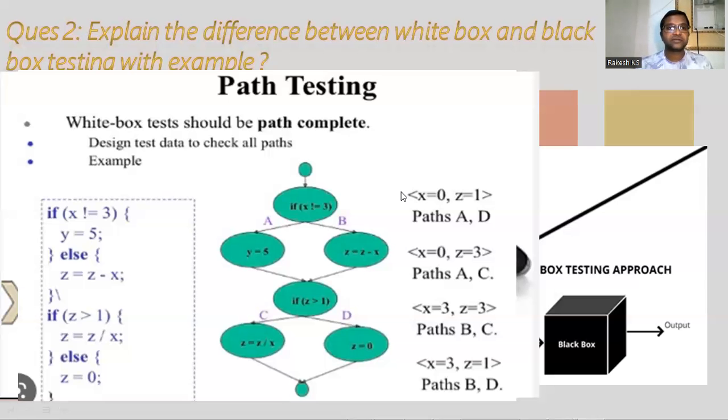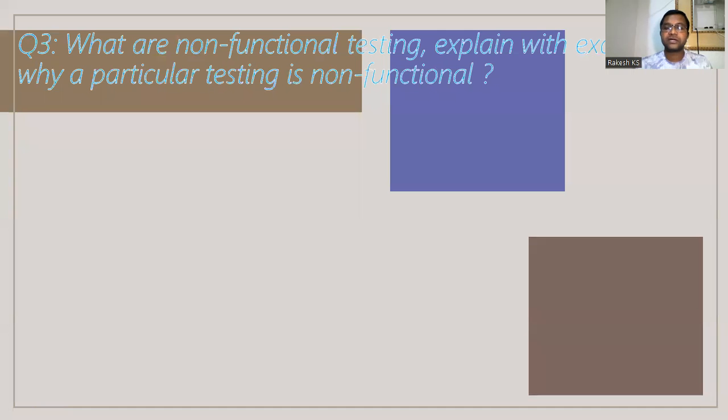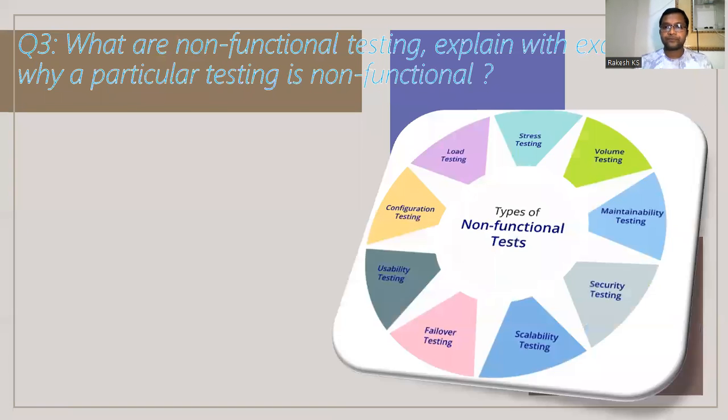Now we shall see the next question. What is non-functional testing? Explain with an example where a particular testing is non-functional. First of all, let us see what non-functional testing is. Non-functional testing is based on parameters. It is defined as software testing where we check kinds of performance, usability, reliability, security, all kinds of measurable things. There are different kinds of non-functional tests.